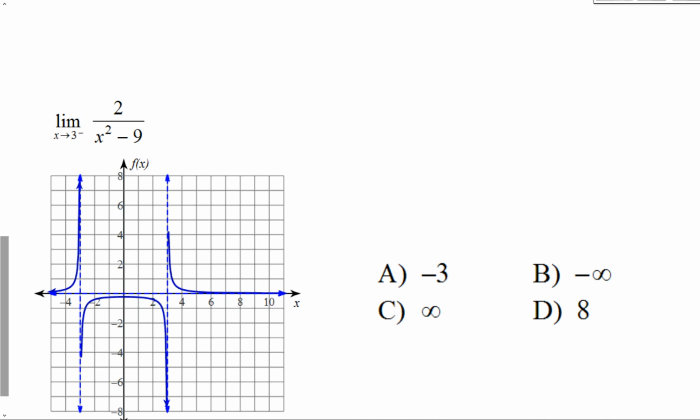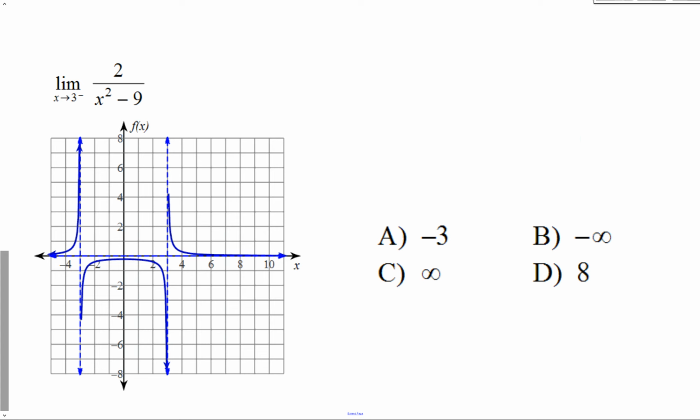The limit as x approaches negative 3 from the left. Well, where's negative 3? It's right there. I'm going to approach it from the left side of negative 3, and you can see as you get closer and closer to negative 3, the graph goes up. We can also look at other situations on this particular graph.